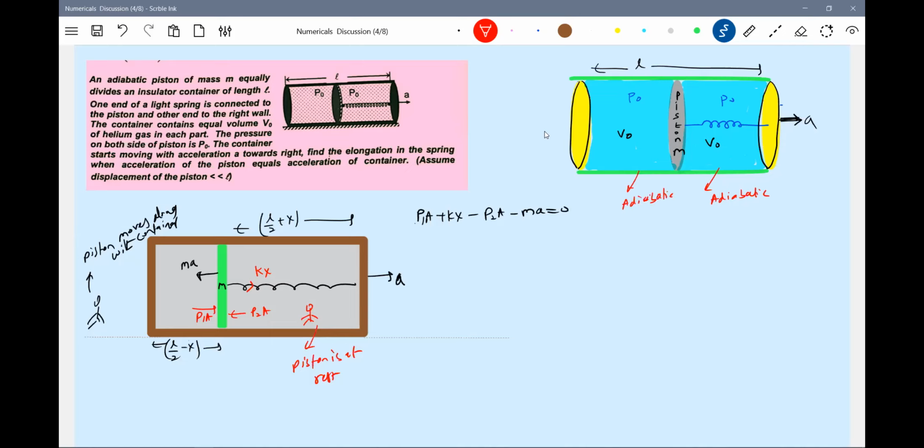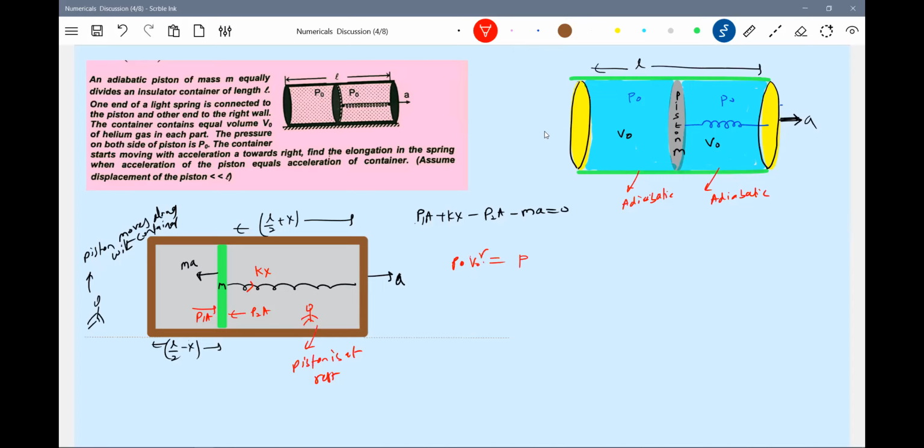The moment an adiabatic process comes, the equation will help us. So earlier P naught, this will be A L by 2 to the power gamma, or the initial volume V naught if you want. To minimize expressions, P naught and the initial volume. The container contains equal volume V naught of helium gas in each part. So it will be V naught only. This will be V naught gamma.